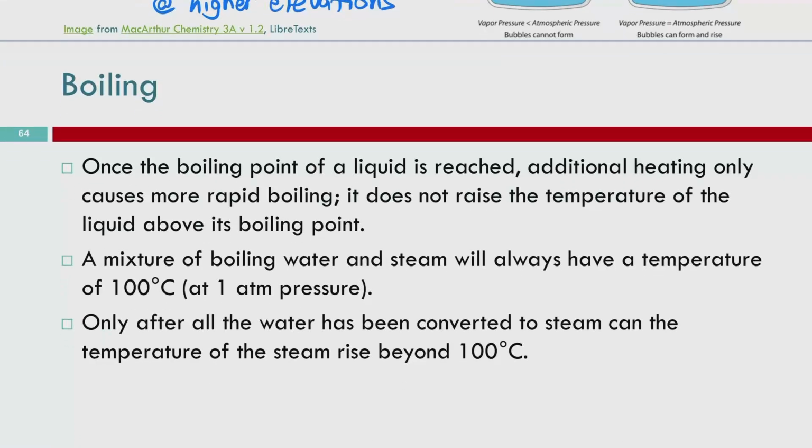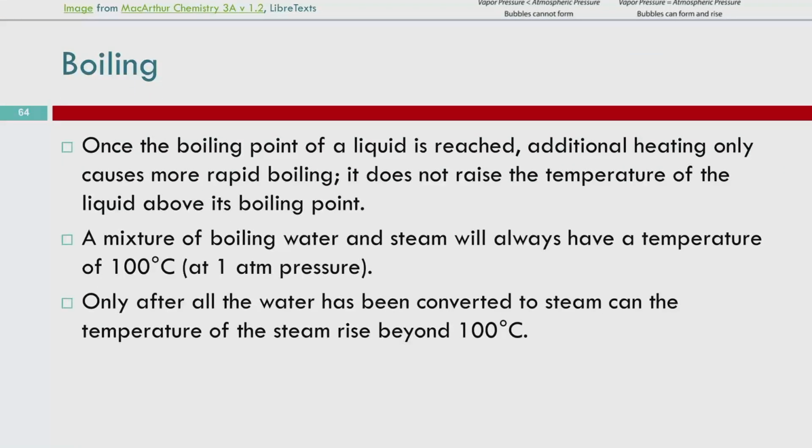Once you get to the boiling point of a liquid, the boiling temperature of a liquid, extra heating only causes more rapid boiling. Just like with our freezing point, the temperature is locked in. It is not going to move. You can get water up to its boiling point. You cannot get it hotter than that until it's turned into steam, and then it can get as hot as you want it to.